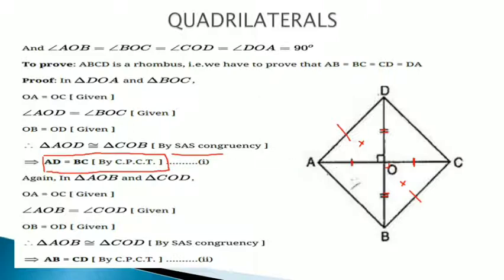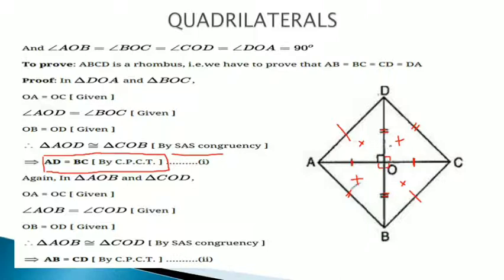Then again we are taking the triangle AOB, this triangle, and triangle COD, this triangle. Again we are going to prove them congruent and the same procedure we will follow. OB equal to OD, OA equal to OC, and this angle is 90 degrees, this angle is 90 degrees, means vertically opposite angles are equal. So by side, angle, side, these two triangles will be congruent. And if these two are congruent, then this side AB equal to CD. So this we have obtained. Now here we have obtained this result by proving these two triangles congruent.